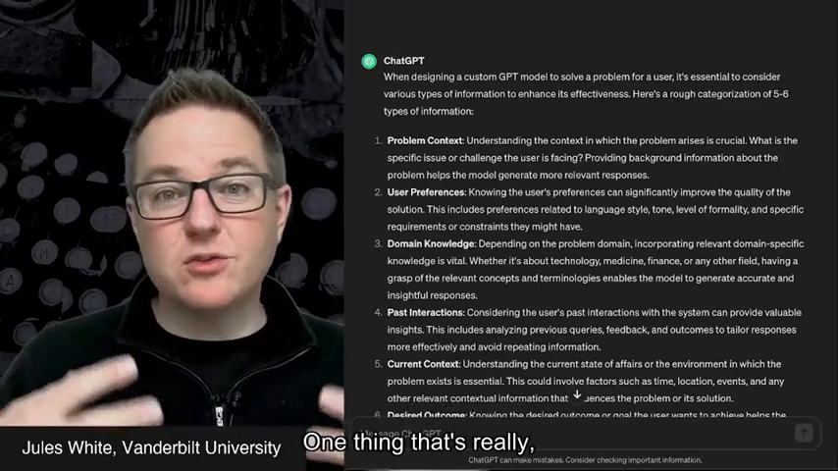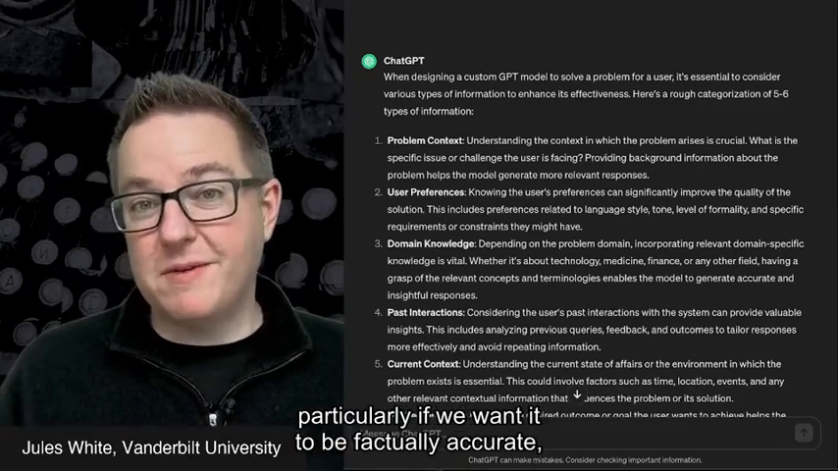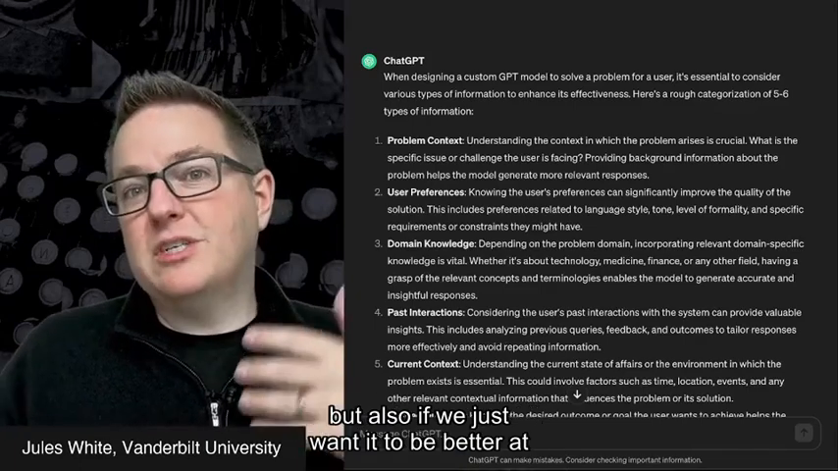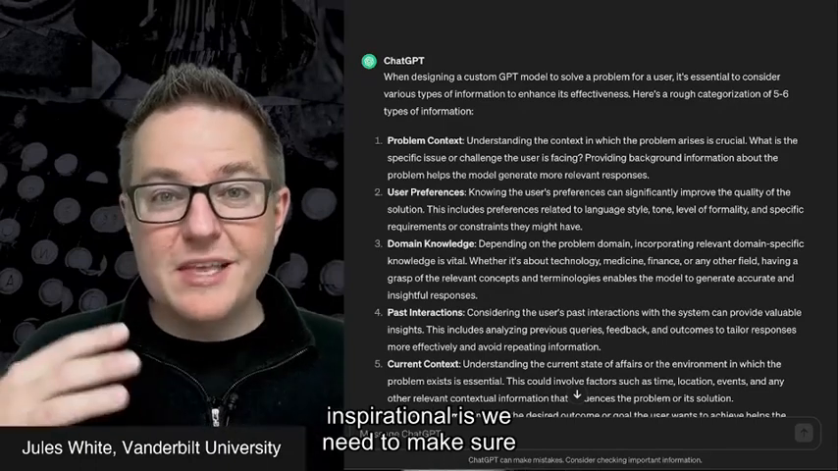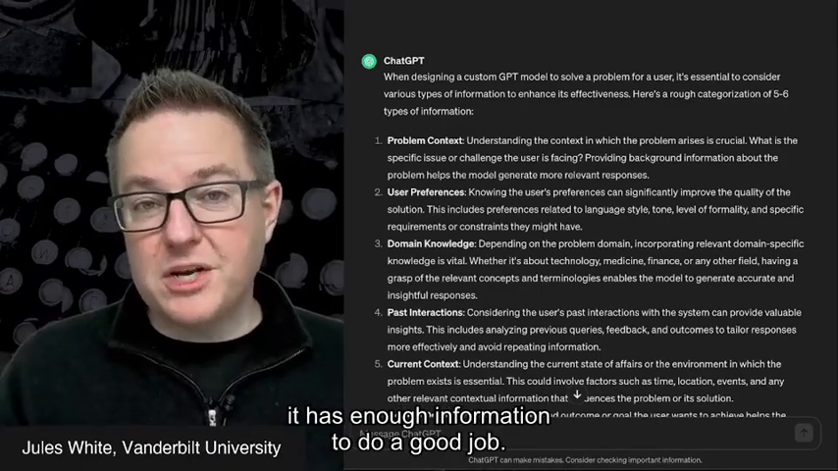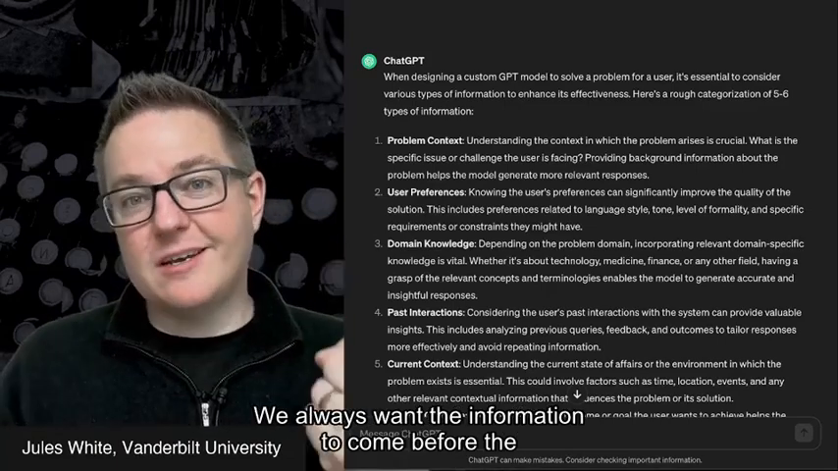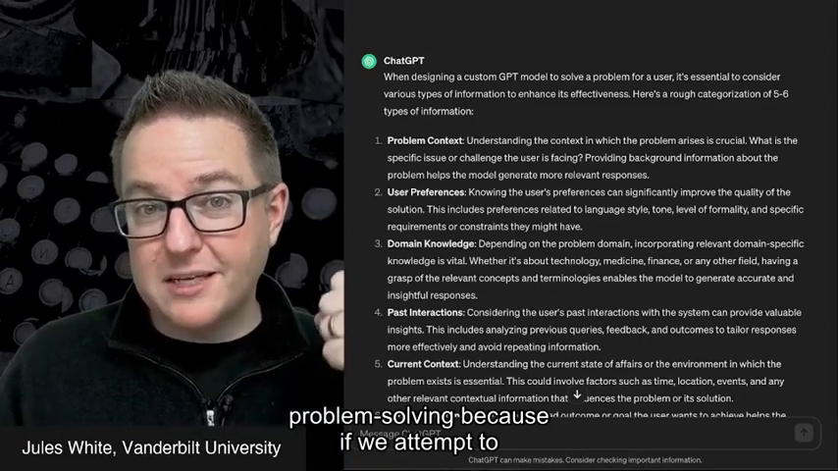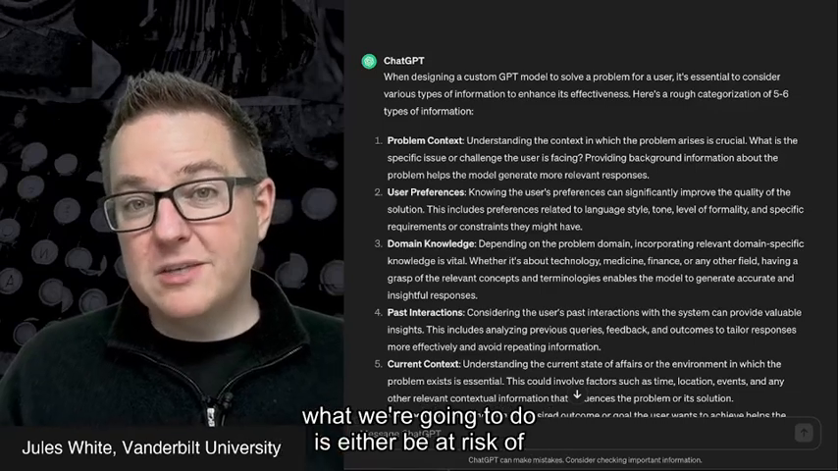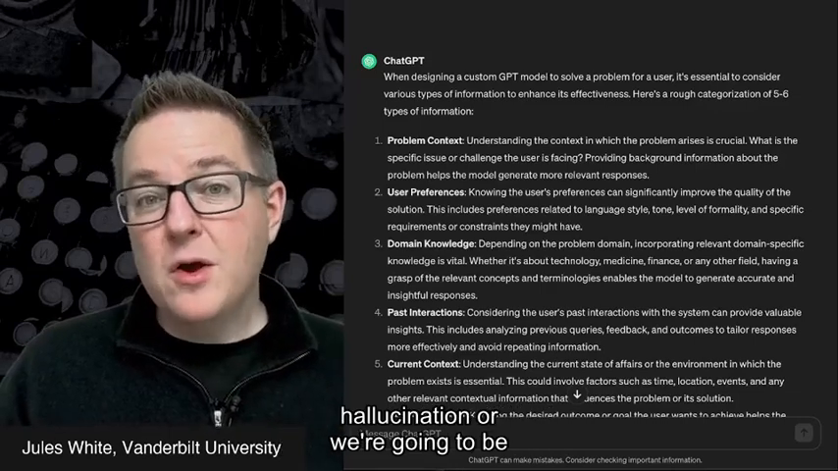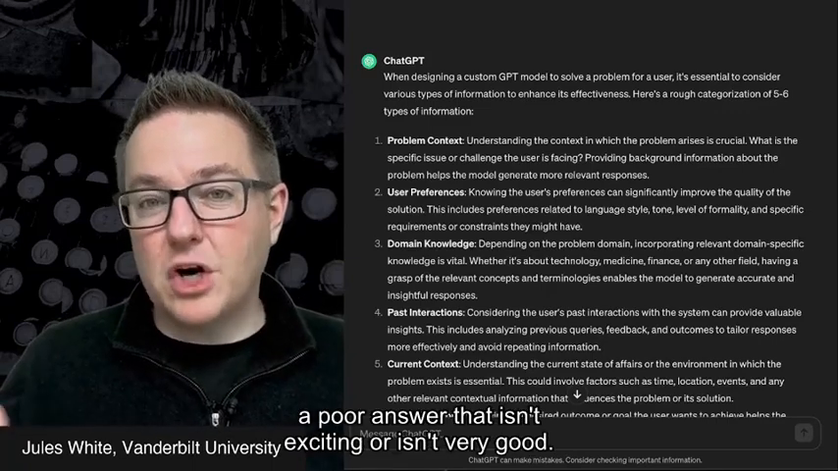So one thing that's really, really important when we're building a custom GPT, particularly if we want it to be factually accurate, but also if we just want it to be better at solving problems or more creative and inspirational, is we need to make sure it has enough information to do a good job. So we always want the information to come before the problem solving, because if we attempt to solve the problem without getting the information first, we're either going to be at risk of hallucination or we're going to be at risk of just producing a poor answer that isn't exciting or isn't very good.